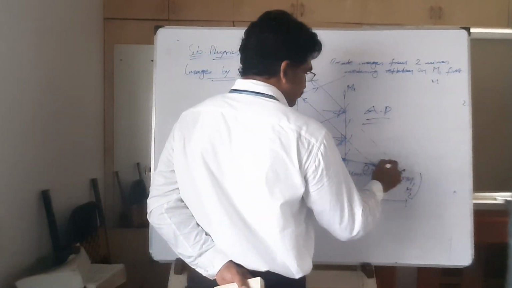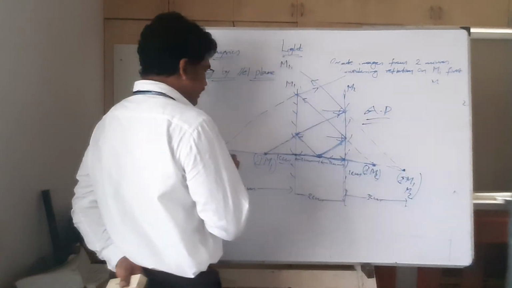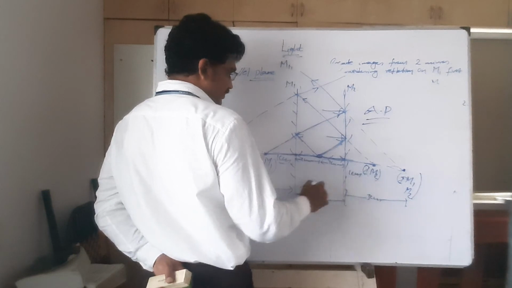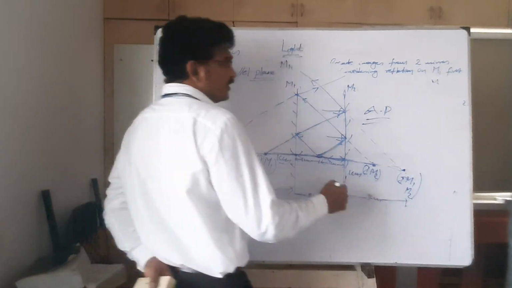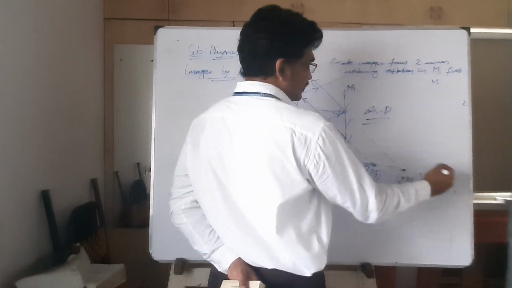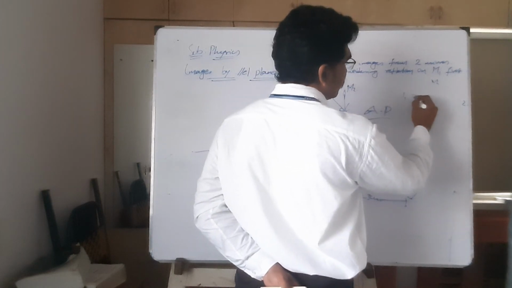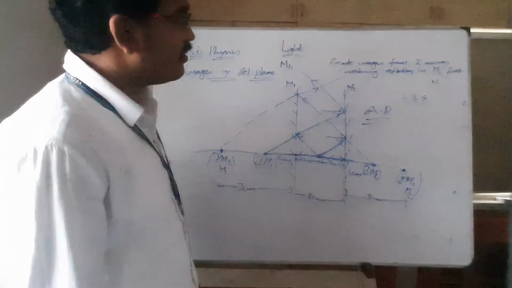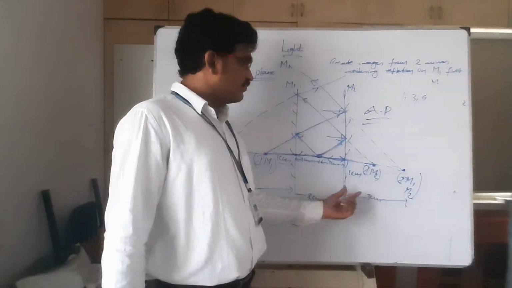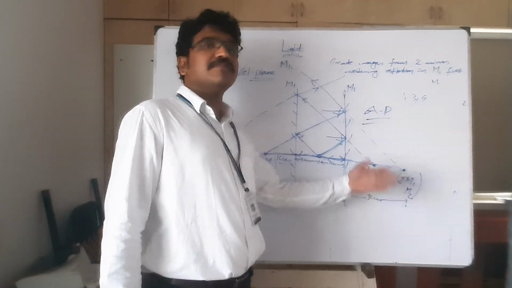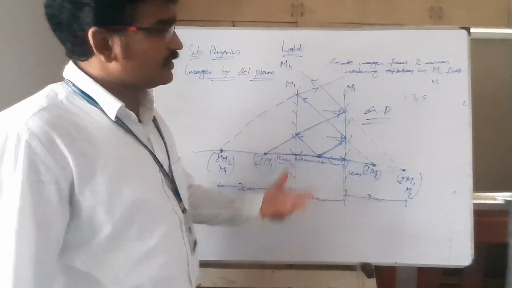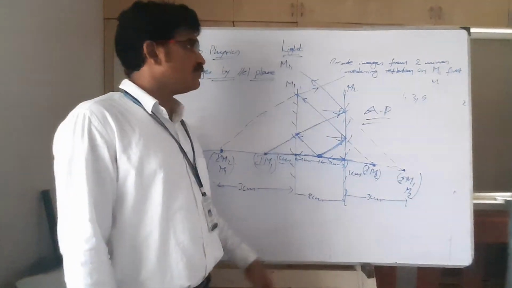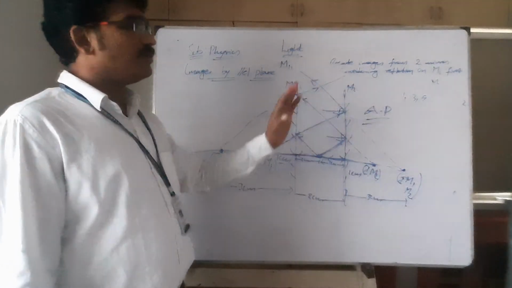Now it is formed. Now it is going to act as object for this one. So I can say 2 plus 3, 5. So next image will be formed at 5 centimeters. So 1, 3, 5, like that the image distances will be there, which is going to form AP. Okay. So first image 1 centimeter, second image 3 centimeters, next it is going to be 5, next it is going to be 7, like that it is going to give the arithmetic progression.